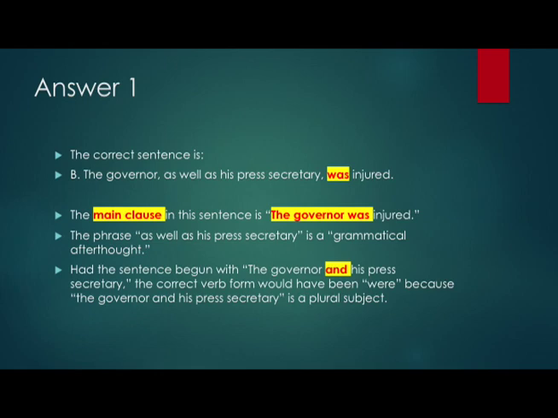because now we have the subject, which in the sentence would be the governor and his press secretary. Now we have a plural subject. Then the correct verb form would have been were. And the main reason we might choose one over the other, if we're really emphasizing what happened to the governor, and that's way more important, the original version, the governor as well as his press secretary was injured, would probably be the choice. If we want to add equal emphasis to the fact that both of these people were injured, then the governor and his press secretary would be the way to go.